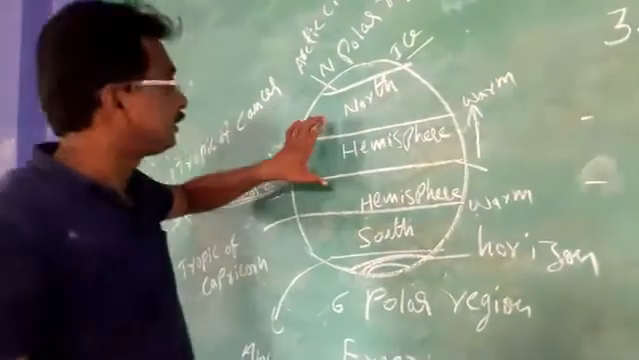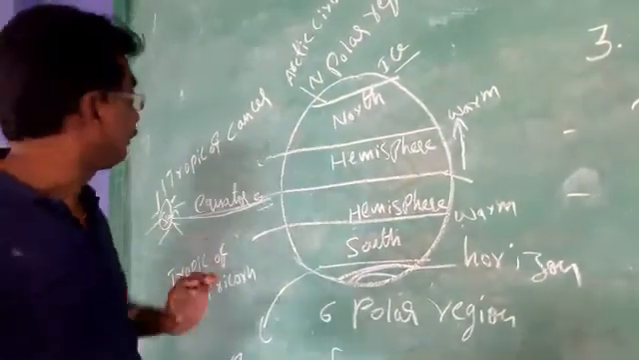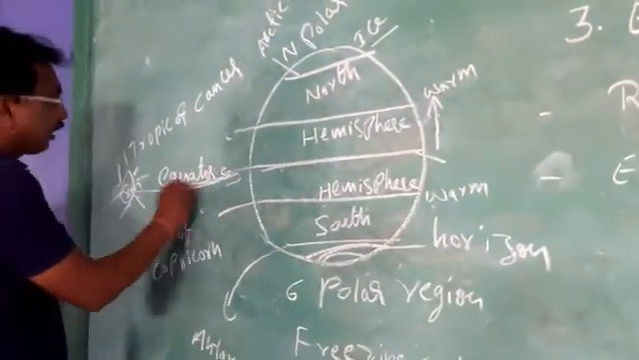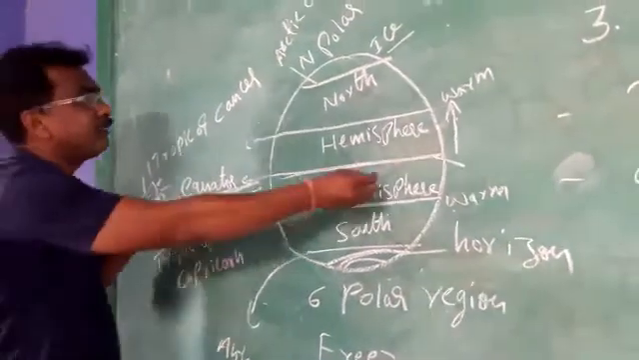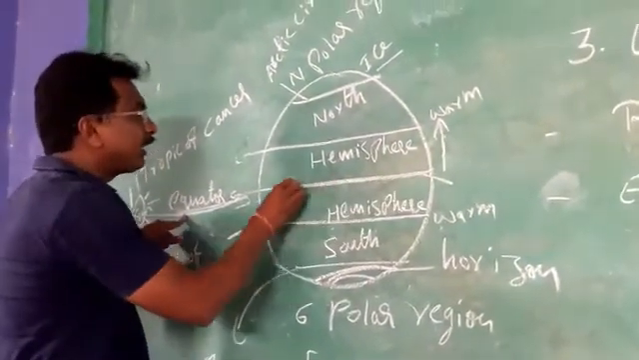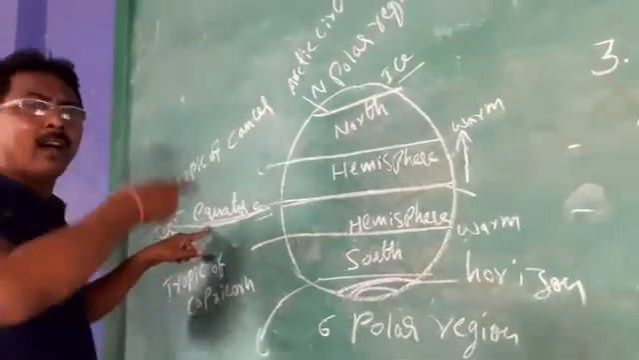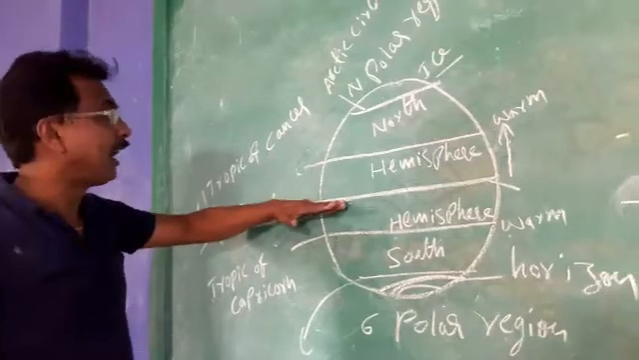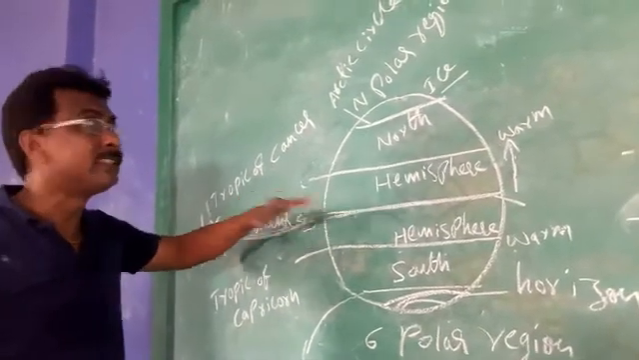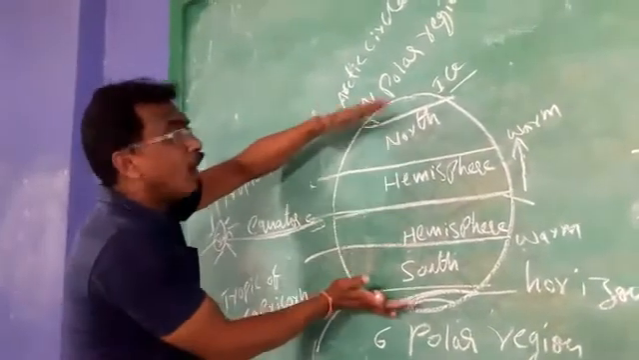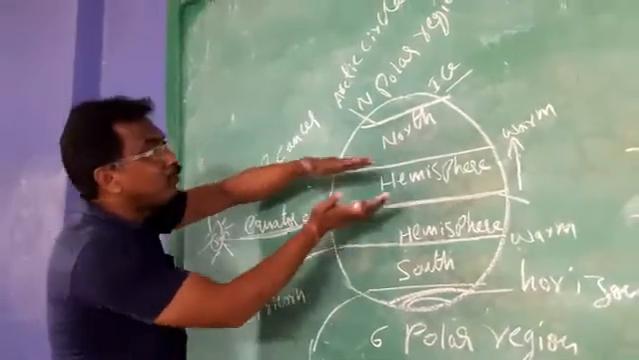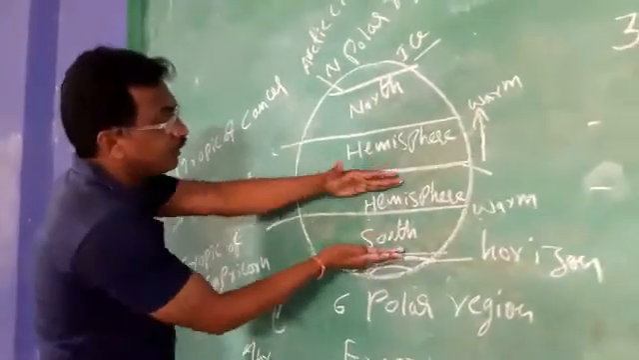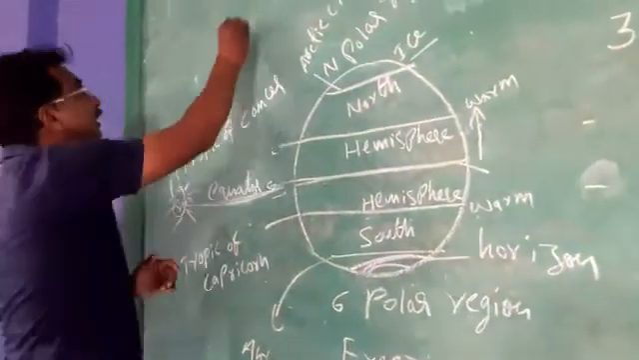And now I tell you, this is called the temperate belt. This is called the equator. The equator is dividing the earth into 2 halves. One is the north hemisphere and one is the south hemisphere. You see, it is dividing into half lines.